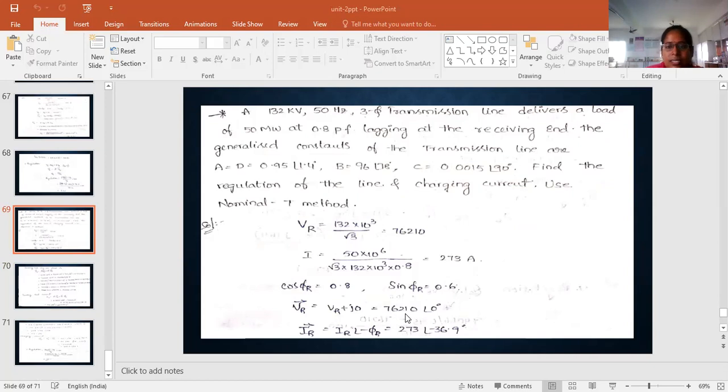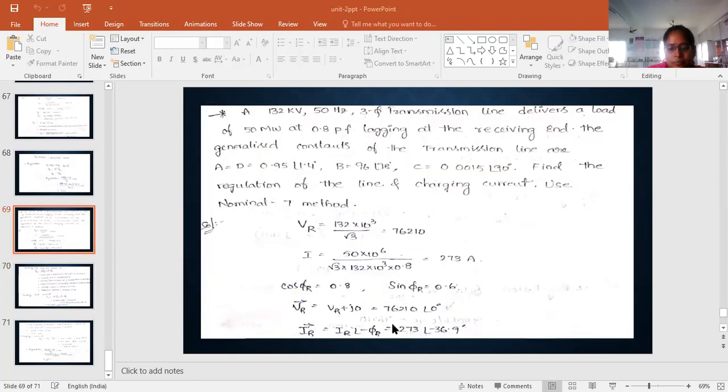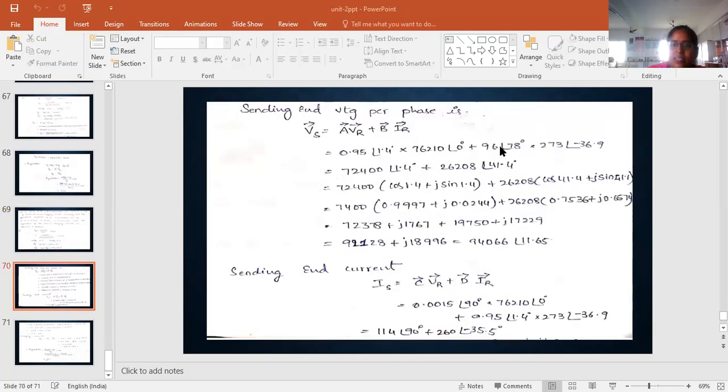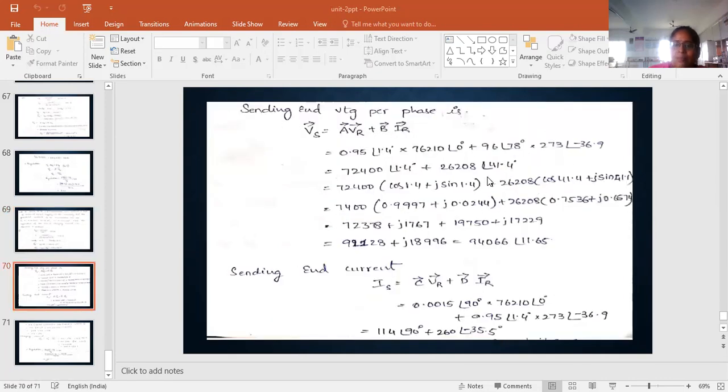76,210 at an angle of 0, plus the B value, 96 at an angle of 78 degrees. So 96 at an angle of 78 into the IR value 273 at an angle of minus 36.9. We can multiply and add this expression and get the result.